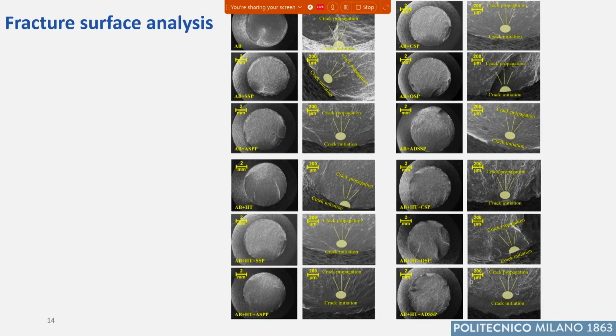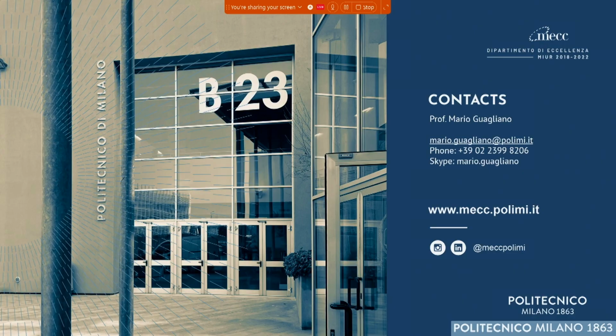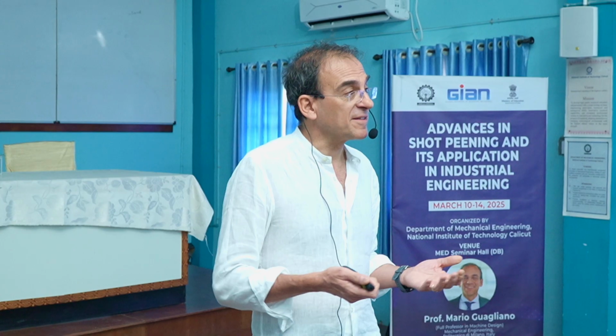We are far from having optimized the gradient shot peening, but the results are quite interesting and encouraging.